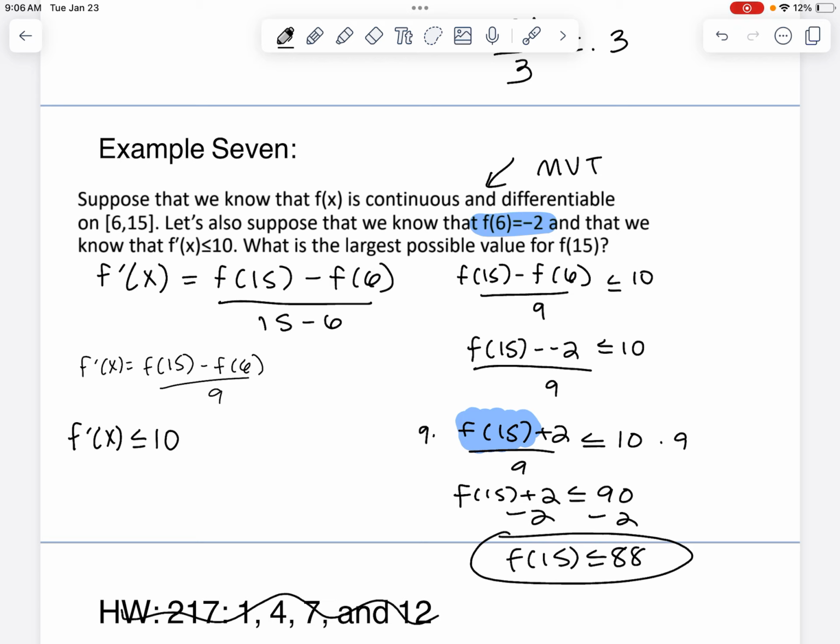And now we're done. Thank you guys for sticking around. So this is just an example of when, besides a normal find the c problem, you could use the mean value theorem. Thanks for listening.